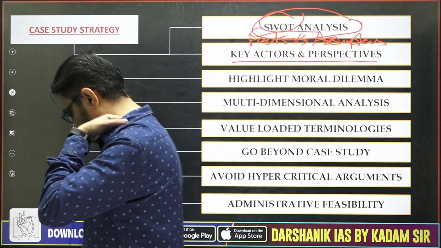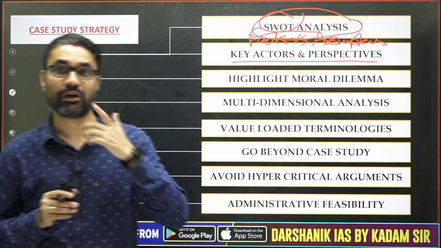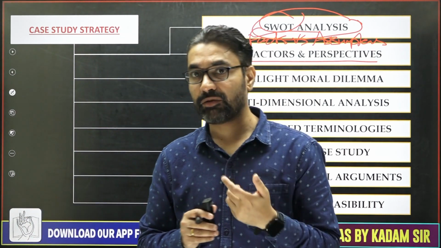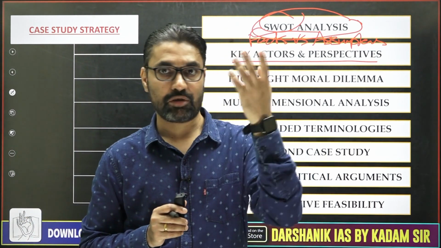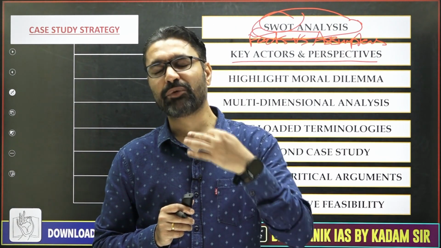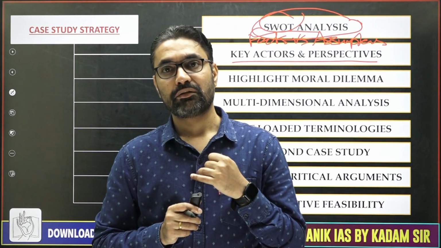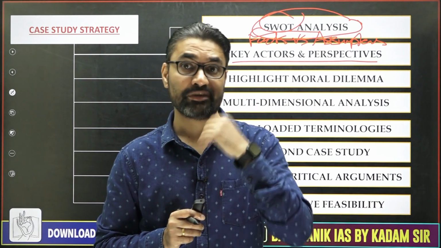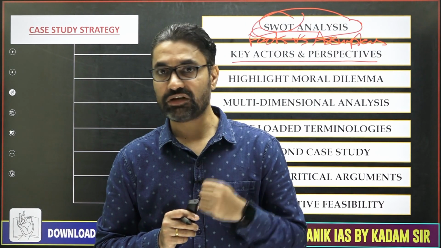What I mean, in this alcohol case study, which key actors and perspectives come to your mind? That is the government, the CM or a political party, then the bureaucracy, then those people who drink, then their families, wives, kids, against whom domestic violence is happening, the major reason.